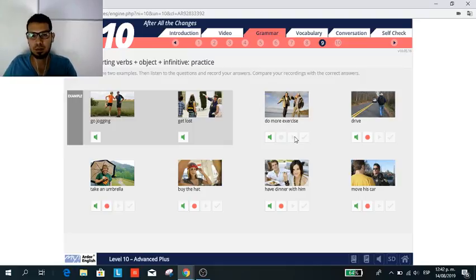Let's see. The doctor advised them to do more exercise. Correct? The doctor advised them to do more exercise. Yes. Finally, I did something correct.